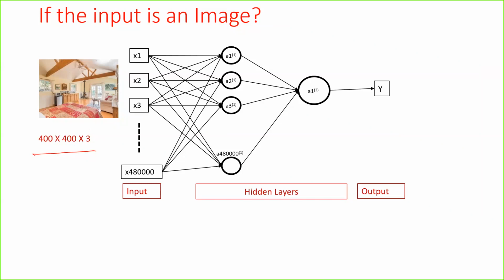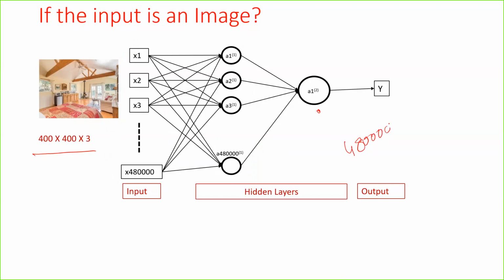Okay, so if I take 4,80,000 input units and let the first hidden layer also have 4,80,000 units, and at hidden layer 2 we have only one unit. So now tell me, how many parameters is this network supposed to learn? How many parameters?